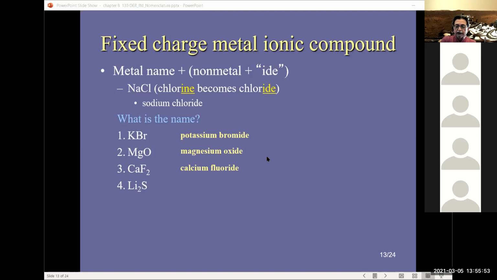Okay, so in this case, we got lithium, sulfur becomes sulfide. Okay, and so its name is simply lithium sulfide, not dilithium sulfide.